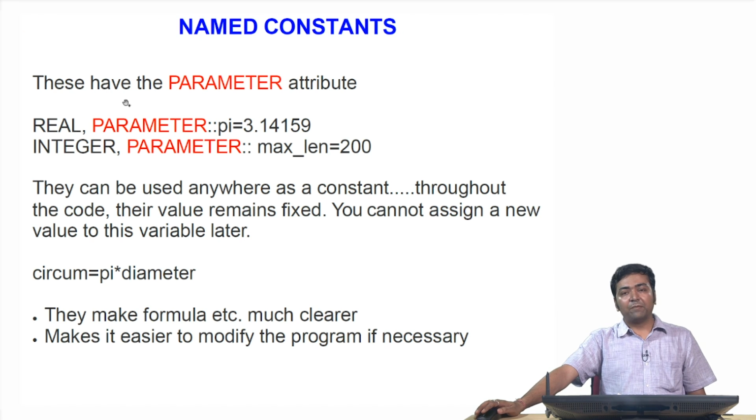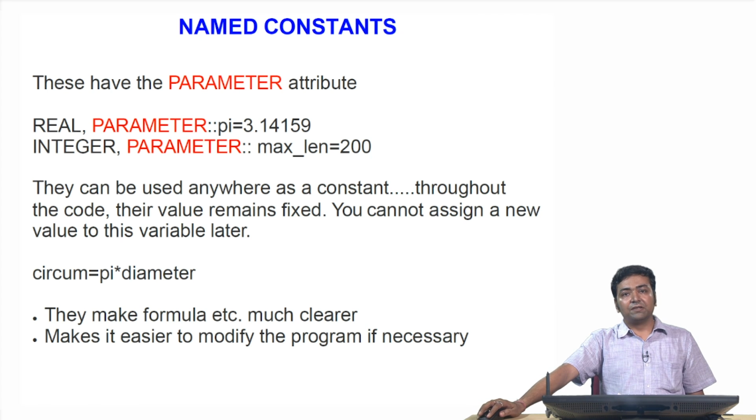Now, many times what happens is we have to use the same number repeatedly in different places of the code. Instead of setting up a variable for that and assigning the value to that variable repeatedly, what one can do is use the parameter attribute. This parameter attribute falls in the class of named constants.